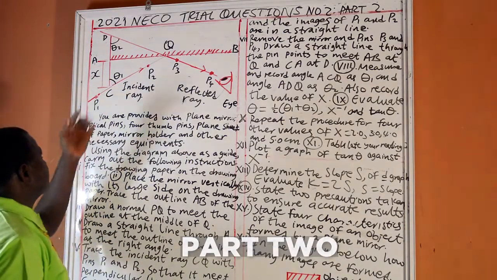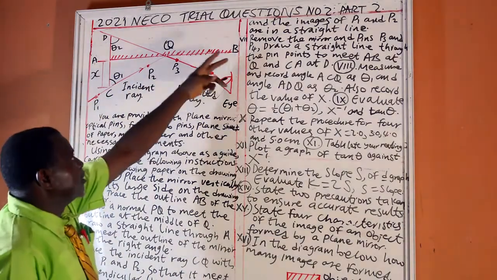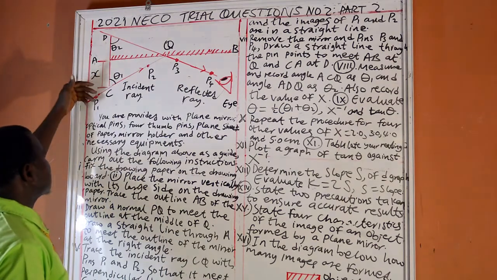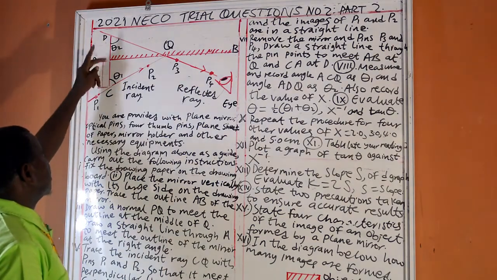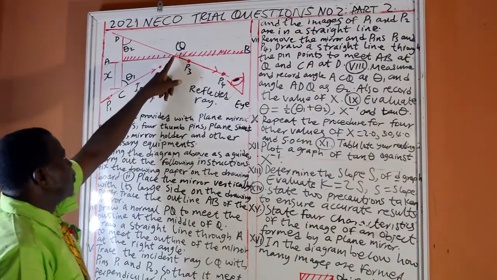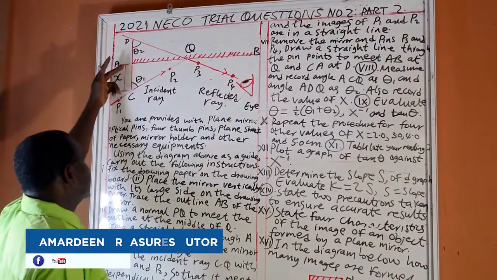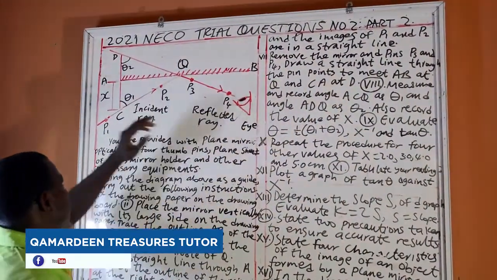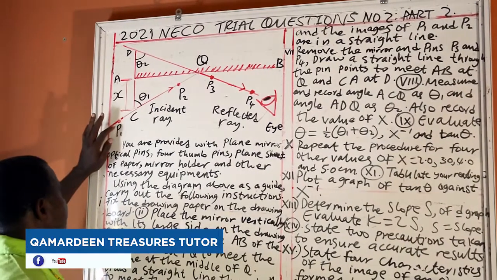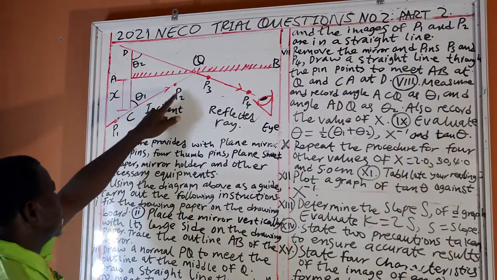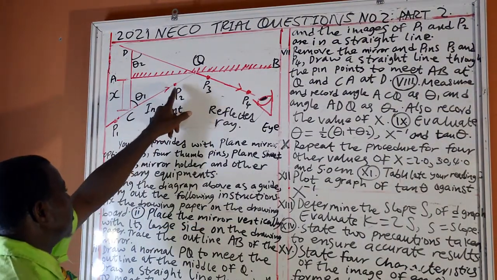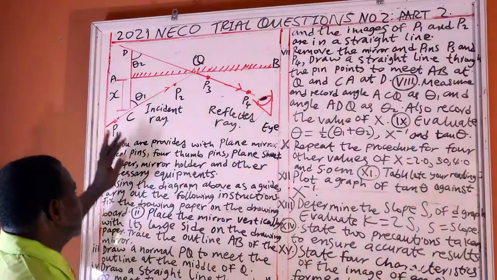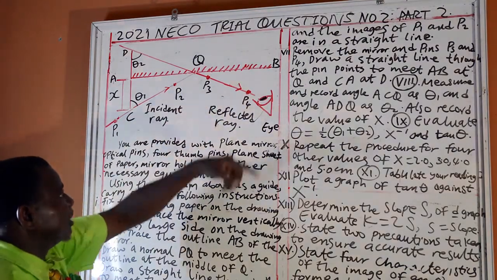This is the diagram. This is the mirror in the middle. This is distance x. This is theta 1, theta 2. Middle of the mirror Q. The length of the mirror is AB. This is the first pin P1, second pin P2, P3, P4. This is the incident ray, this is the reflected ray.